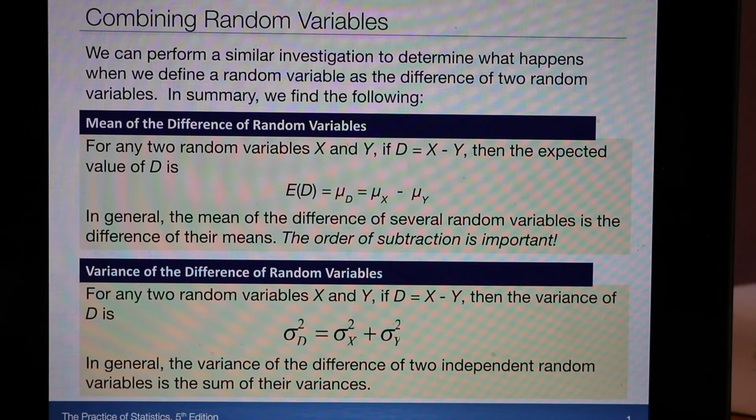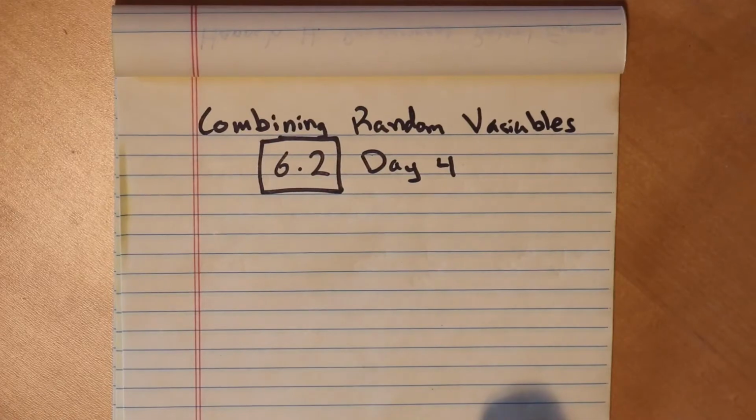You're only making things more complicated, and what that's going to do is increase your variance.